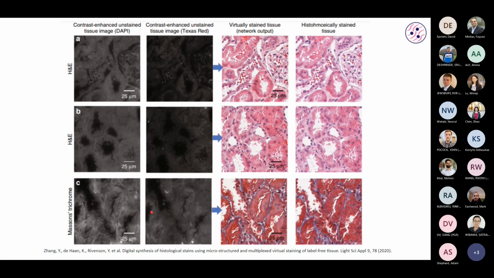So on the left are the two different autofluorescence channels that they're looking at, and on the far right column is actually histochemically stained tissue. So these two are H&E. This one is Masson's trichrome, and in this column here is a virtually stained output from their GAN, which basically takes this as input and outputs this. Again, you can see this is without any staining. Pretty cool stuff. Yeah.